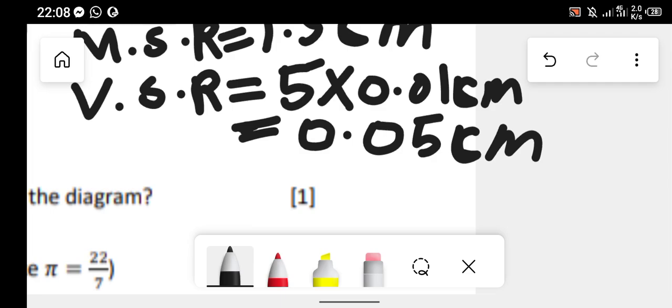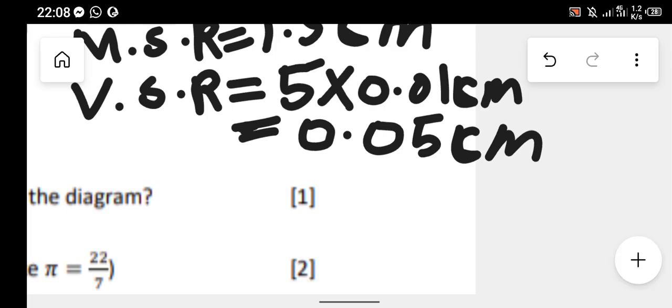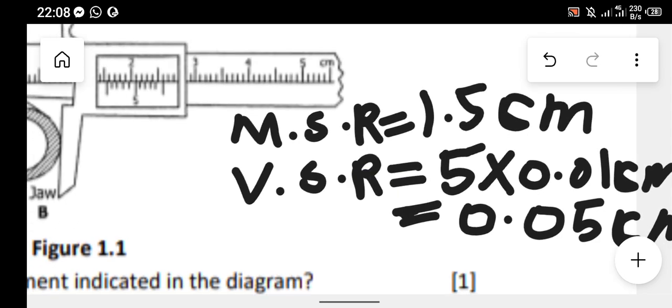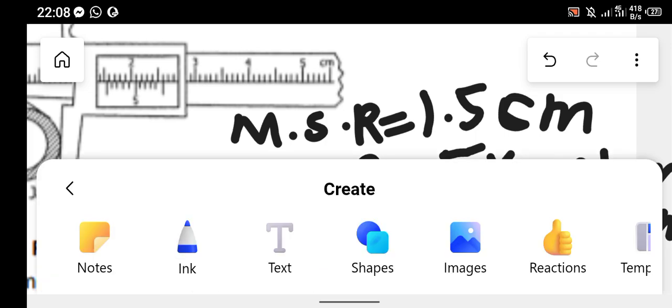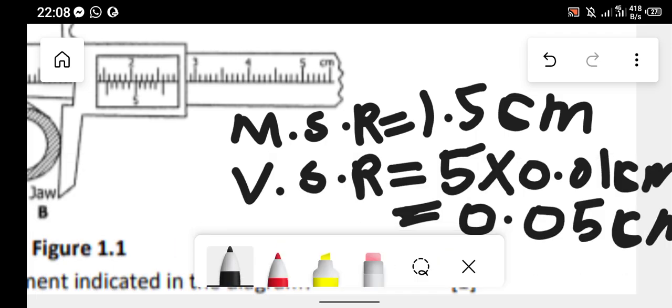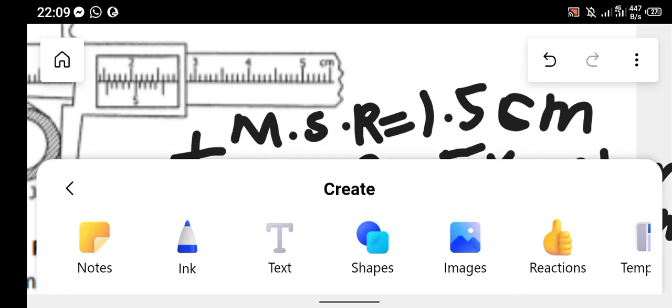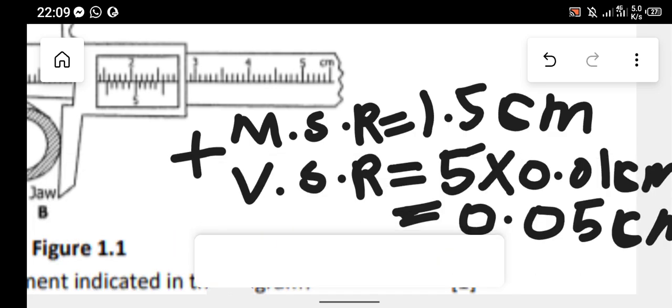you do? You simply add the two. You add this one. Let me just show you. Let me just move this one here. Okay, here, like this. Let me just get my pen. So here, what do you do? You add these two. You add the main scale reading and the vernier scale reading.